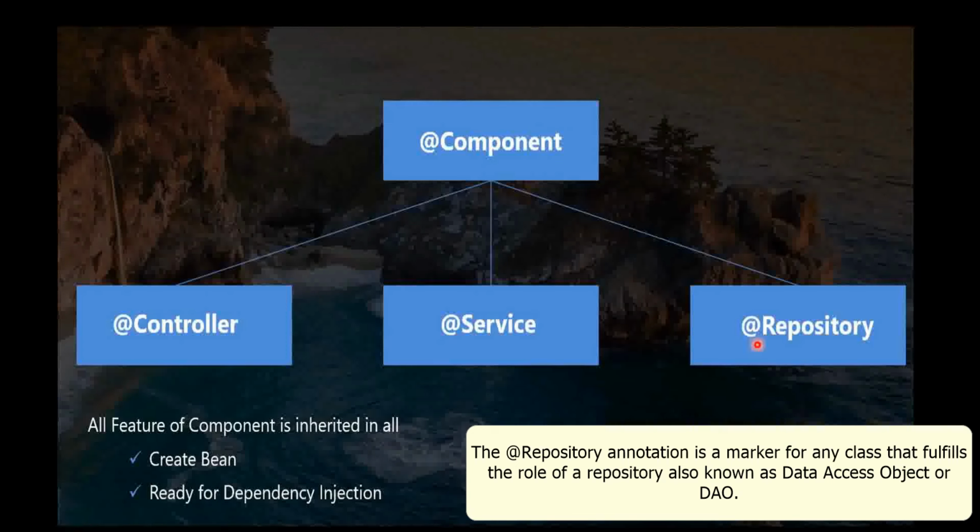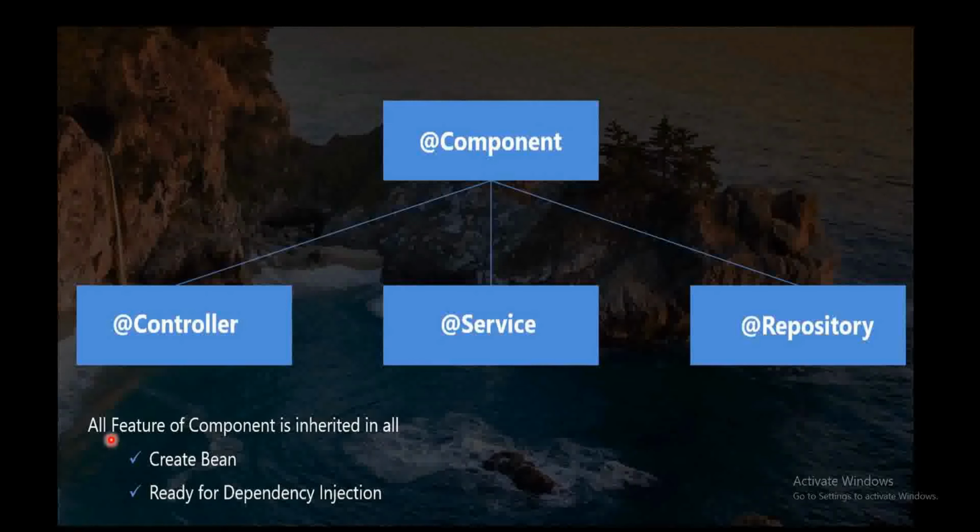So @Component is nothing but it is used to create the bean and make it ready for dependency injection. Whatever class is annotated with the @Component annotation will get ready in the IOC container of the Spring Boot application when we run the Spring application, and we can use it for dependency injection using the @Autowired annotation.